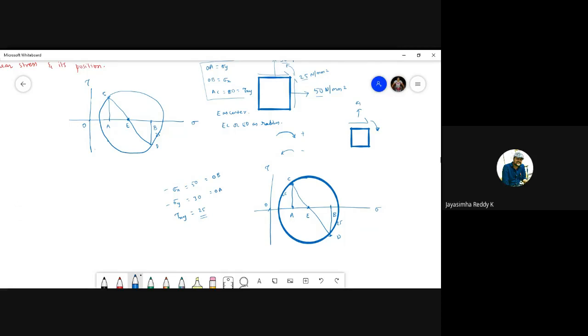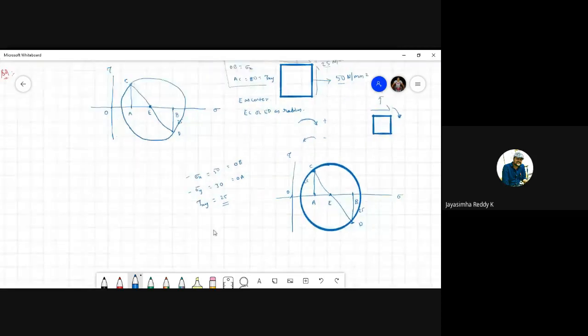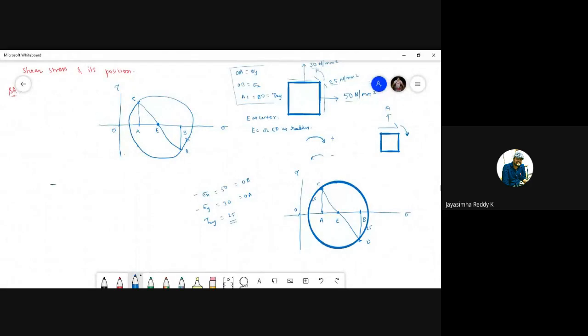Okay, so after doing this, our task is to find sigma 1. Our question is to find sigma 1, sigma 2, tau max, and then theta p1, theta p2, theta s1, theta s2. He asked us to find all of these in our question. How do we find all of these? There is a rule in Mohr's circle. After constructing this circle, it is very very easy.